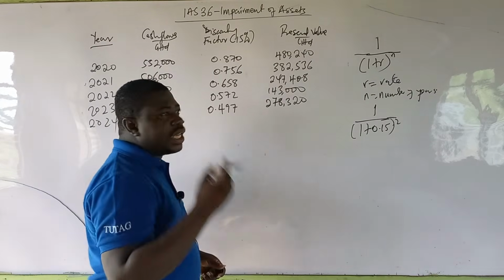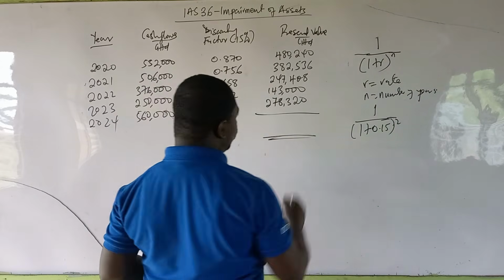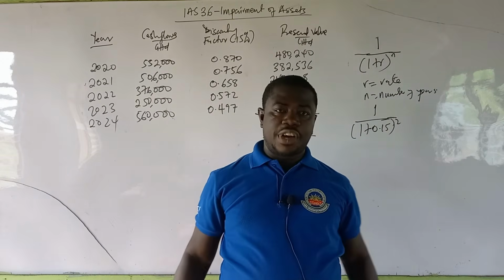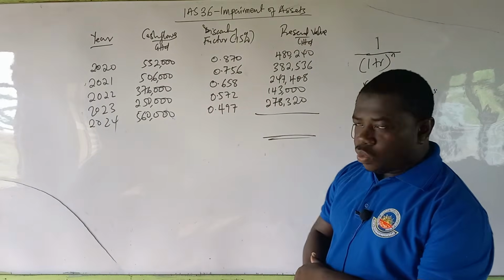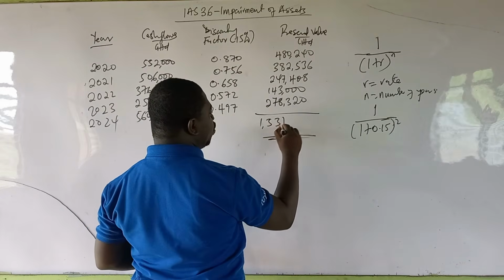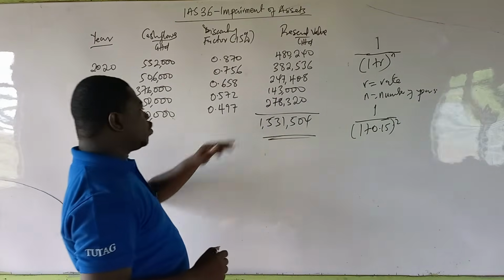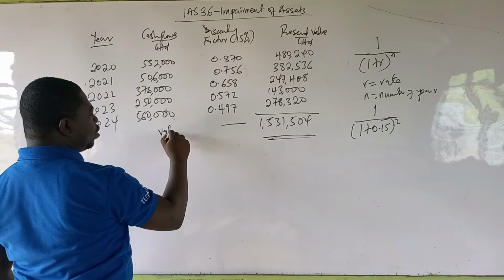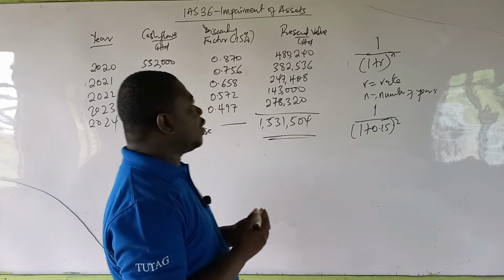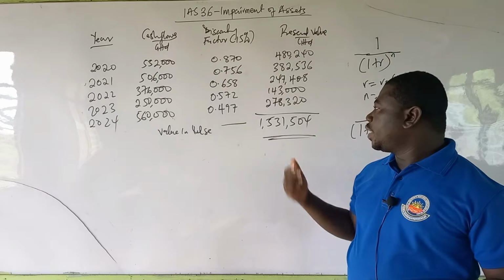Now, the value in use is the total of the present values of all the estimated cash flows. So we have to find the total. And the total of all these present values will now come and replace as the value in use. And so when we add them up, what are we going to get? We are going to get 1,531,504. So this is going to be the value in use. So we use the discounted cash flow approach to find our value in use.